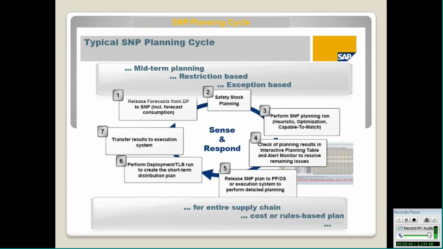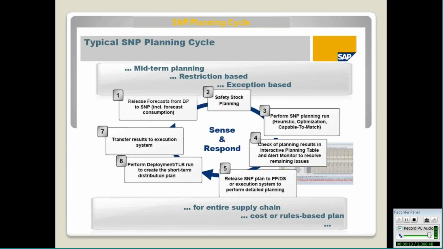And how we saw the demand planning cycle, here also you can see the typical SNP planning cycle. This is basically for the midterm planning, and first it will start from getting the forecast from the demand planning. So release the forecast from the DP to SNP. These results we can call a PIR, planned independent requirements. Then based on this data we will start doing the safety stock planning.